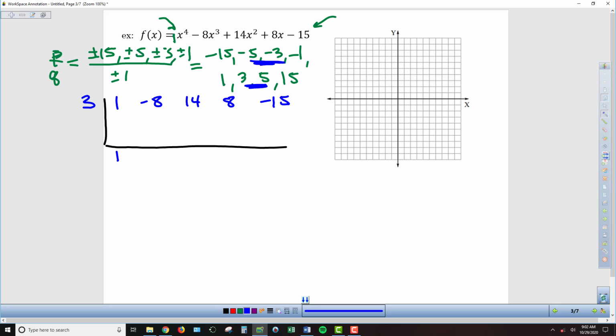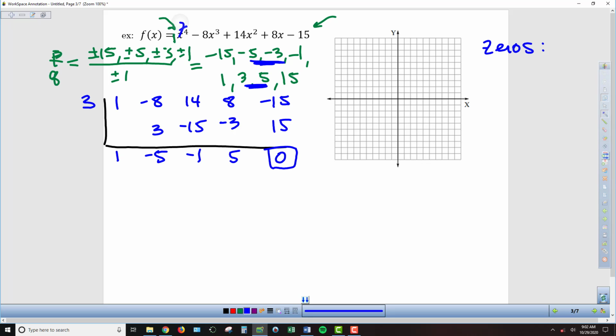So if we roll through our synthetic division, remember we bring down the 1 there, and then I multiply on the diagonals. So 3 times 1 is 3. So I add, I get negative 5. 3 times negative 5 is negative 15. I add in the vertical direction, I get negative 1. 3 times negative 1 is negative 3. I add in the vertical direction and get 5. 3 times 5 is 15. And so I have indeed lucked out. I found a 0.